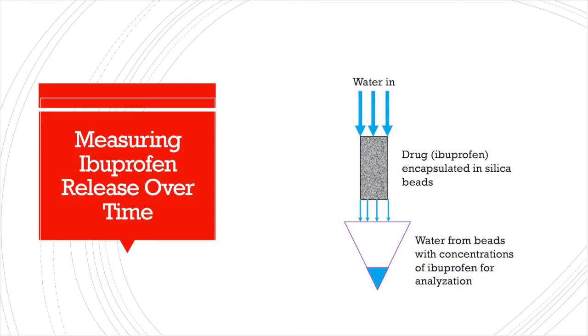And now this is my method that I used for measuring ibuprofen release over time. My trials that I ran either ran for 24 hours or over the span of an entire week. So water would go into the top of a glass column. Inside this glass column would either be free ibuprofen or encapsulated ibuprofen inside the silica beads that I mentioned in the previous slide. And then through that, water would come out through these silica beads, releasing a concentration of ibuprofen at every hour. For the 24-hour time span, I would collect samples at every hour, and for the week-long time span, I collected samples at every 4 hours to be analyzed.